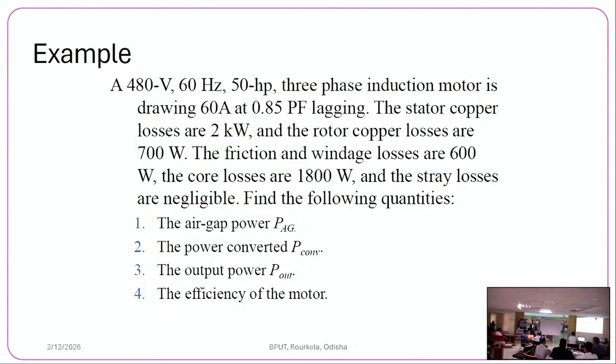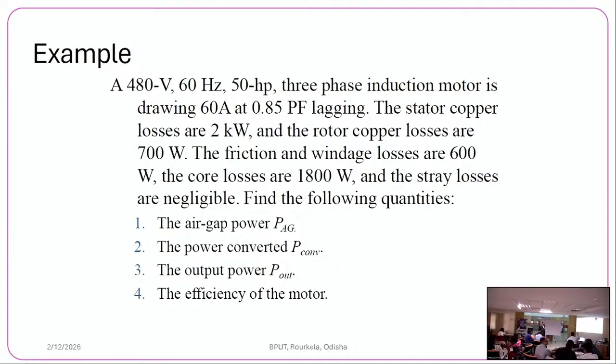If the output is there... Efficiency is not given. Okay, output power is given. Input is given: root 3 VL IL cos phi we can calculate, minus 2 kilowatt. Current is given and voltage is given.